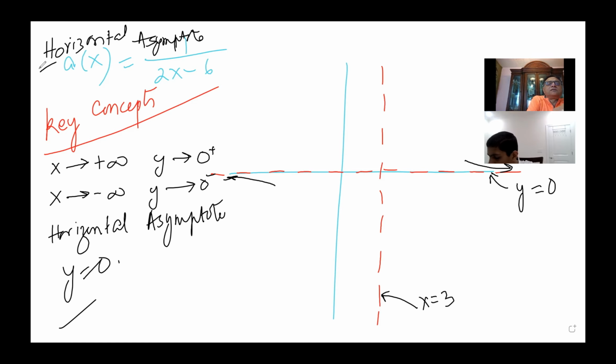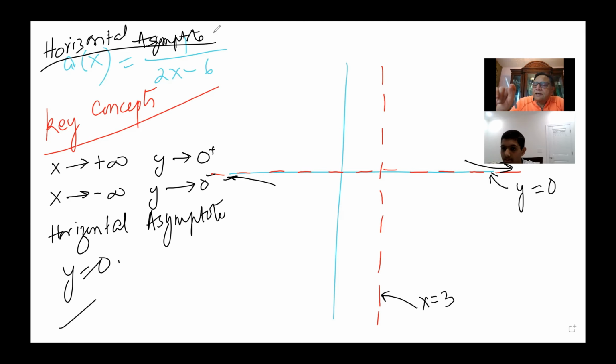Now, can you summarize what is a horizontal asymptote and how will you find a horizontal asymptote? So basically, when x approaches infinity, you find what the y value equals, and it's 0 from the positive side. And then you find what y equals when x approaches negative infinity, and it's 0 from the negative side. So then that means the horizontal asymptote is equal to 0.